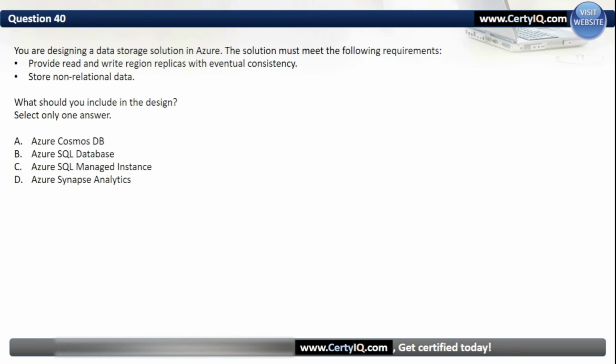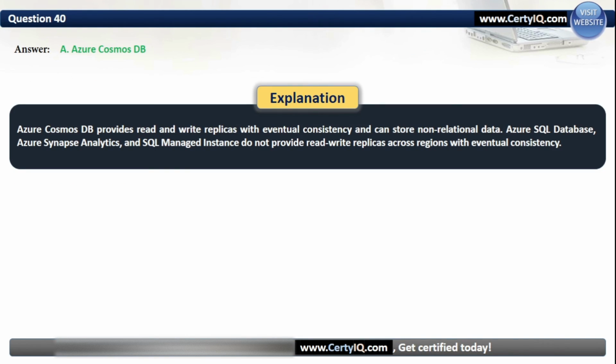The correct option is A. Azure Cosmos DB. Azure Cosmos DB provides read and write replicas with eventual consistency and can store non-relational data. Azure SQL databases, Azure Synapse Analytics, and SQL Managed Instance do not provide read-write replicas across regions with eventual consistency.